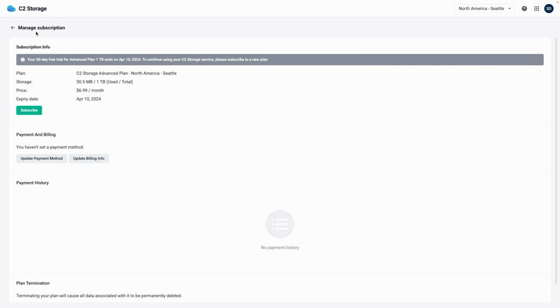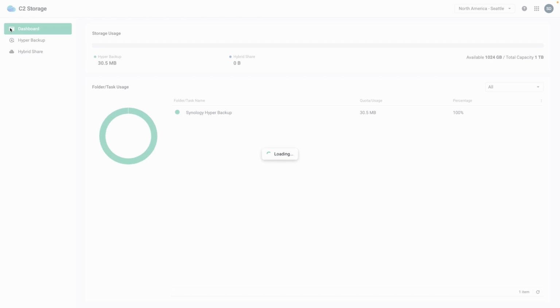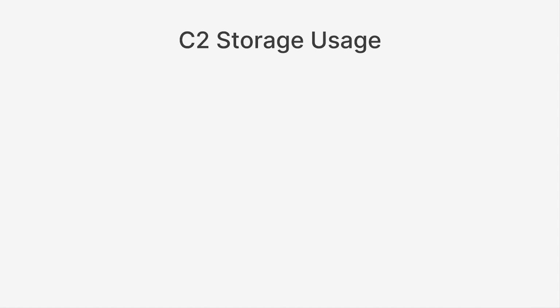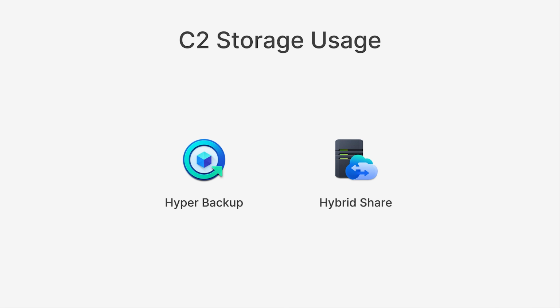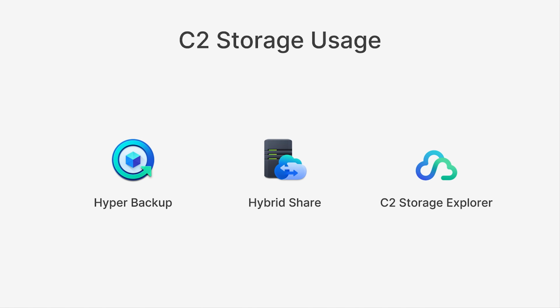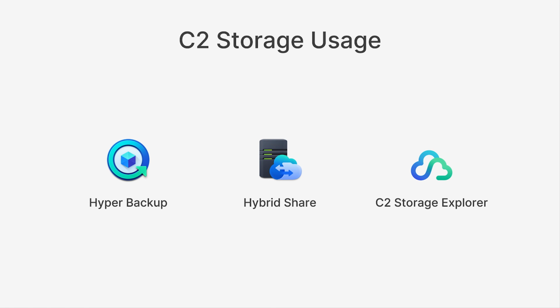So this was our first demo, everyone. It was short and quick. Just wanted to provide everyone with an overview of our C2 storage portal. C2 storage has 3 main uses. It functions as a destination for your Hyper Backup task on your on-premise Synology NAS device, Hybrid Share, which is our main topic for today, and our global file system, and lastly, C2 Storage Explorer, which allows you to get access to Hybrid Share files via a web browser.